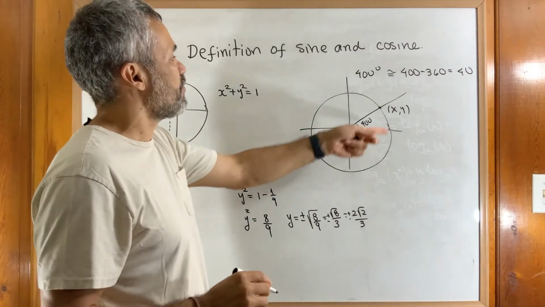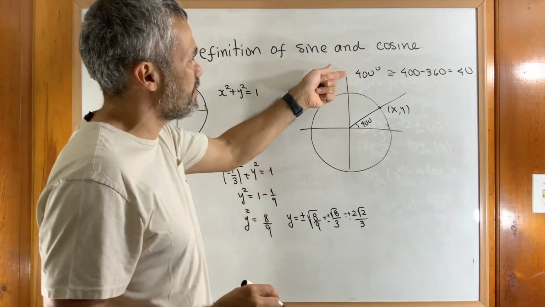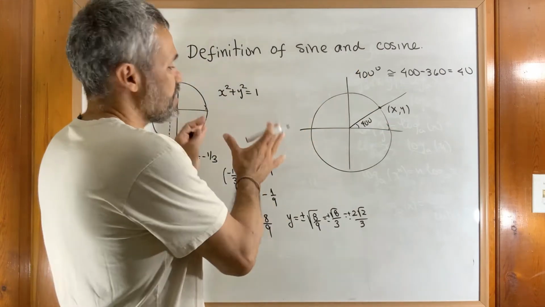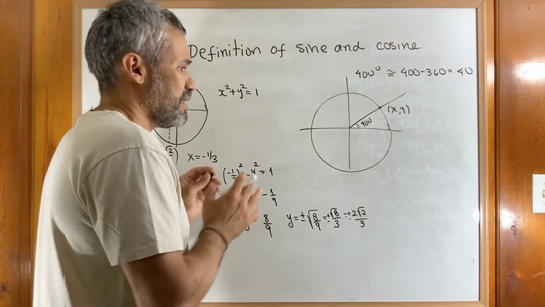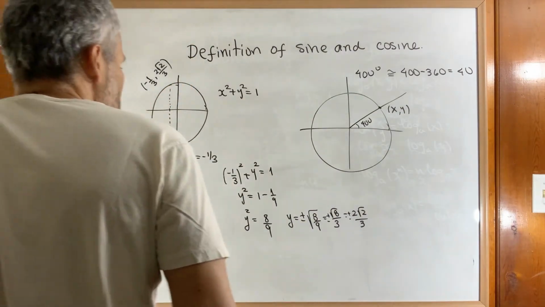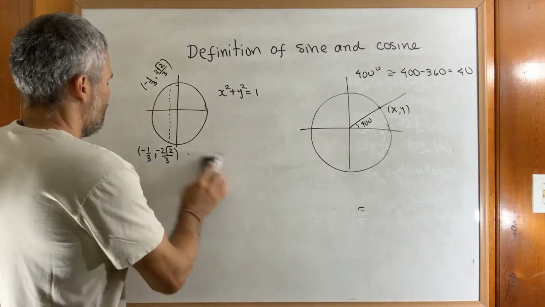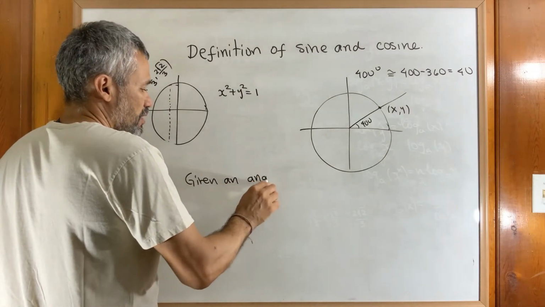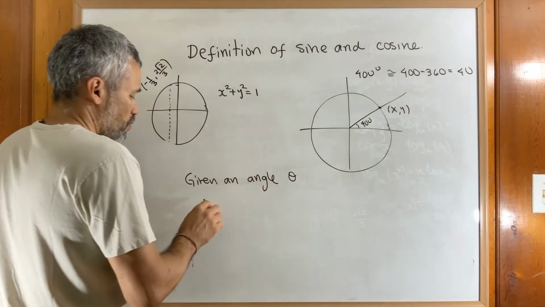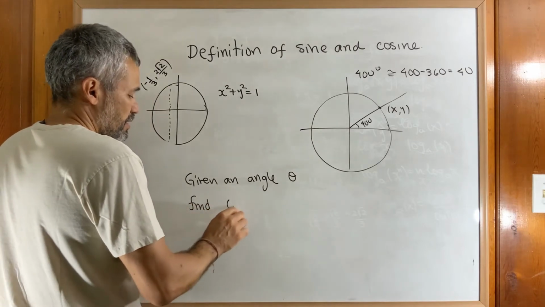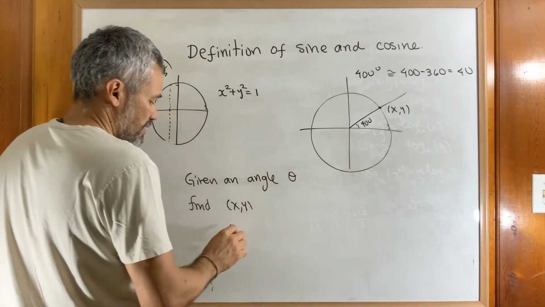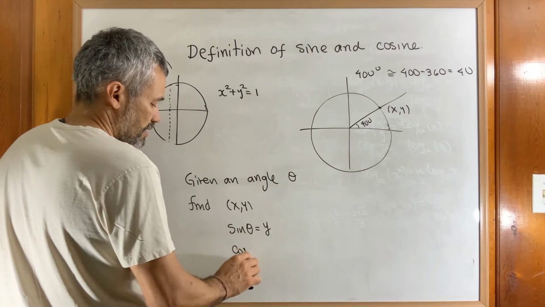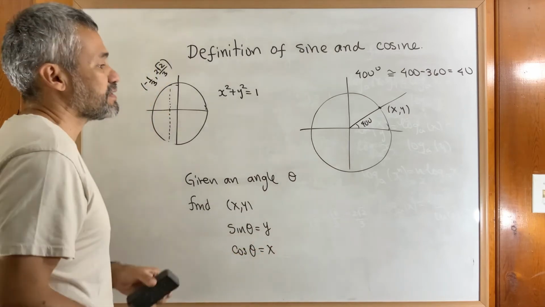And we also know that for every angle, it doesn't matter if it is in degrees or radians, we can find a point in the unit circle. Then with this combination, we can define sine and cosine. Let's see that. Essentially, this is what we do. Given an angle theta, we find the x and y, as I said here, and then we say that the sine of the angle is just the y, and the cosine of the angle is just the x.